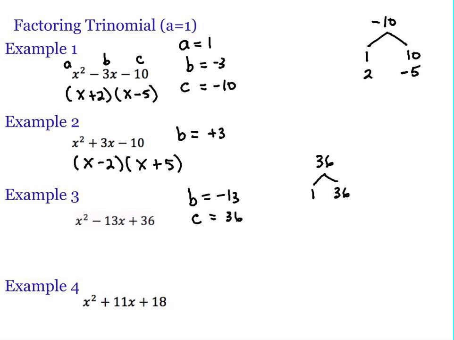Well, 36 can be thought of as 1 times 36, 2 times 18, 3 times 12, 4 times 9, or 6 times 6. The two numbers that add up to -13 would be -9 and -4. So the factors then would become x minus 4 times x minus 9.